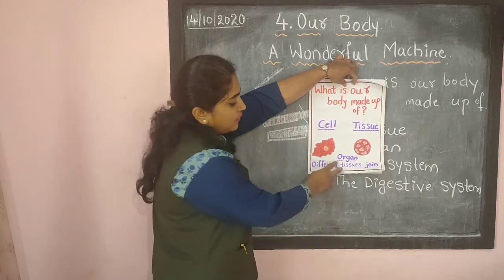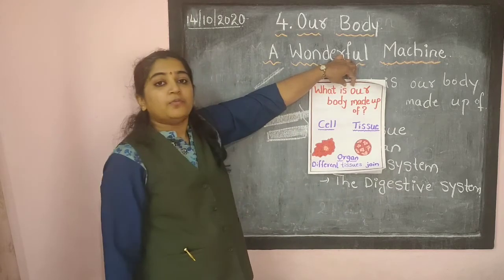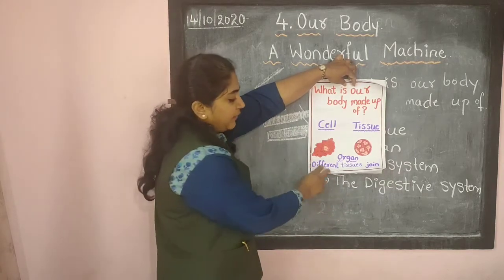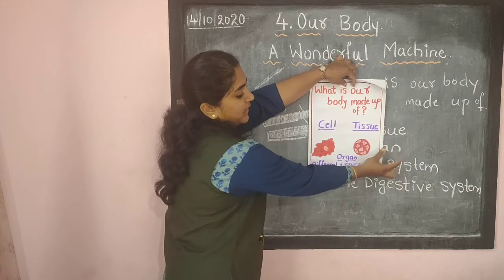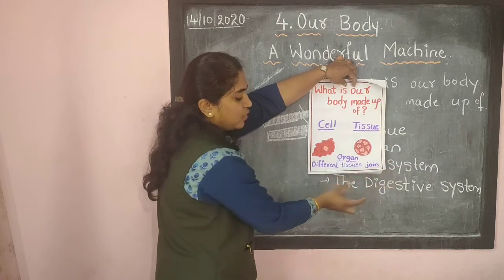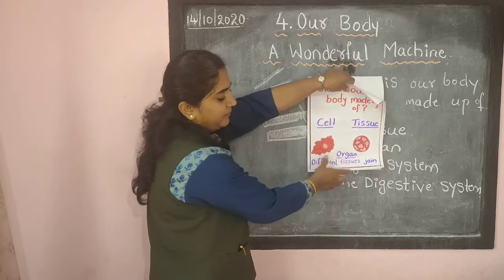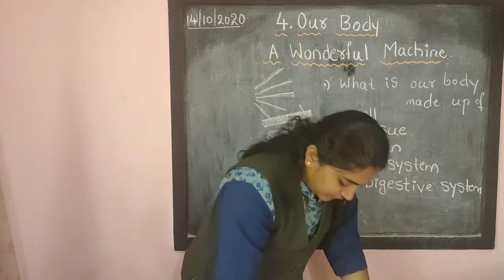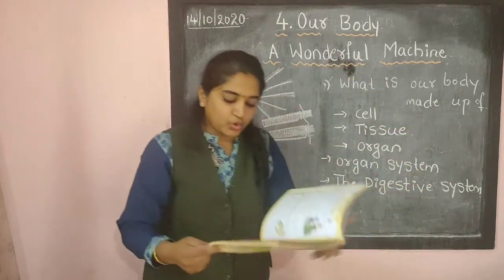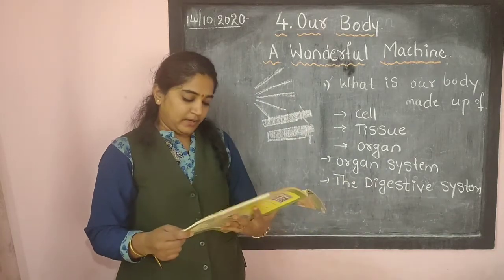Now next is, what is an organ? Different types of tissues joined together, we call it an organ. Okay. Different types of tissues join to form an organ.